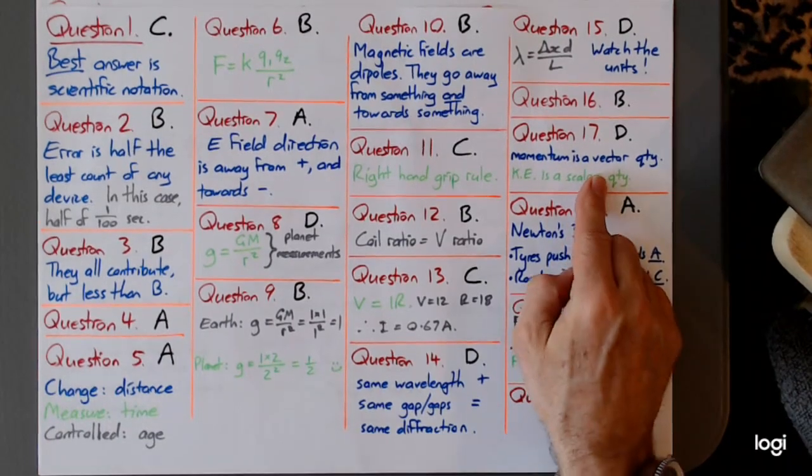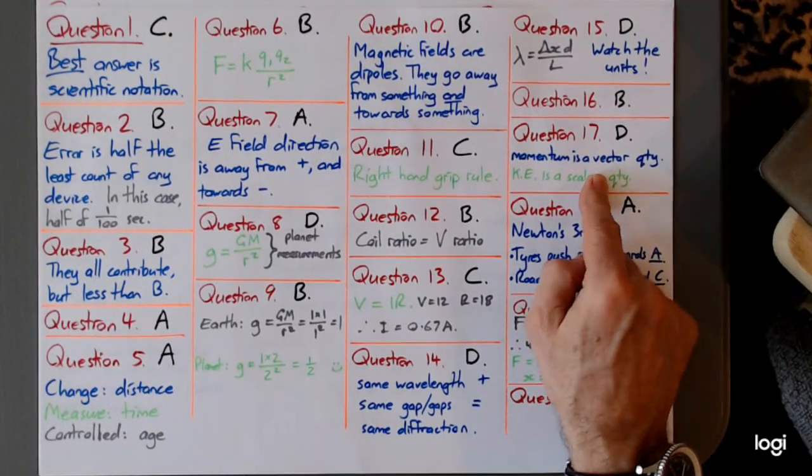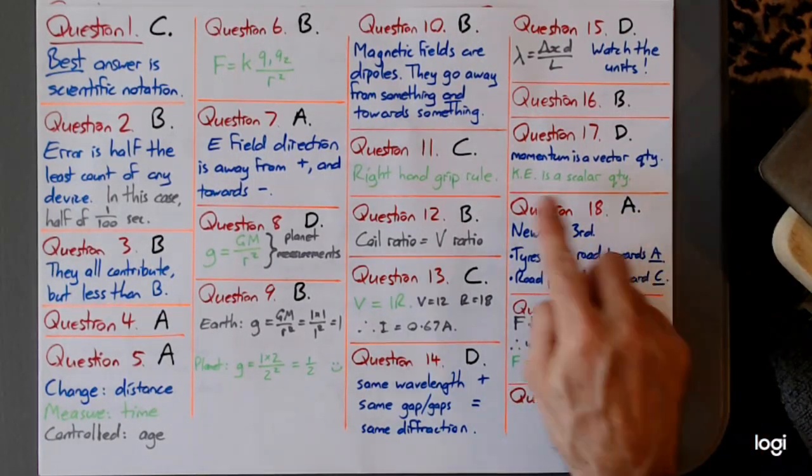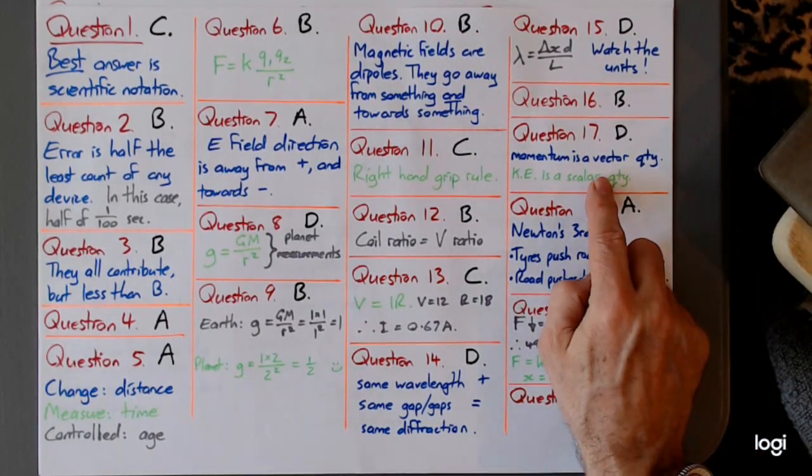Momentum is a vector quantity. So as you change direction, your momentum changes. So this car was going around a corner, it's changing direction, so momentum does change, kinetic energy doesn't change, and that's what D says.